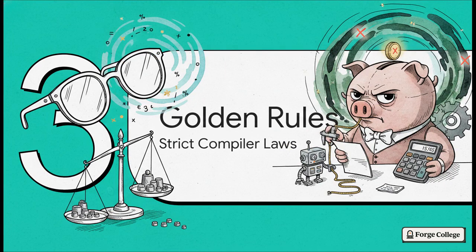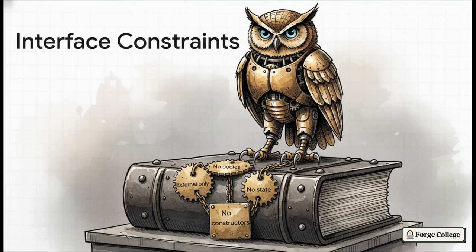All right, Section 3, the interface golden rules. Time for some strict compiler laws. Now you gotta understand, the Solidity compiler is incredibly strict about interfaces. It's kind of like that one friend who refuses to split the dinner bill unless the math is calculated down to the exact penny. There is zero wiggle room. Here are the ironclad laws you have to follow.